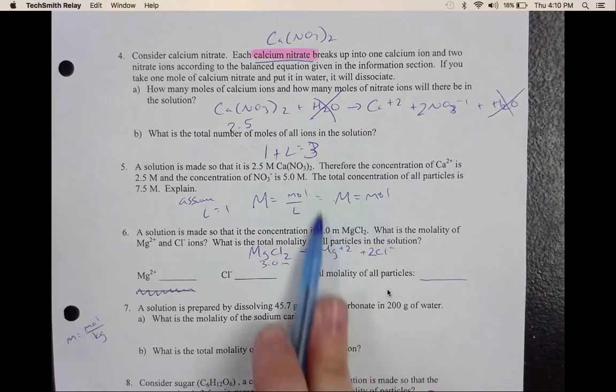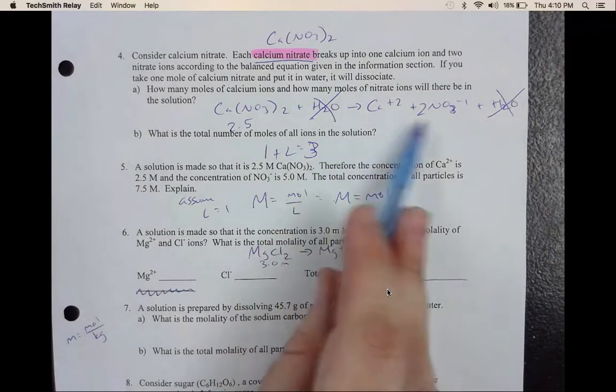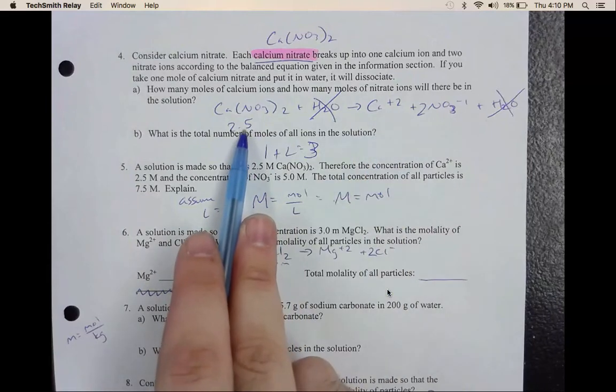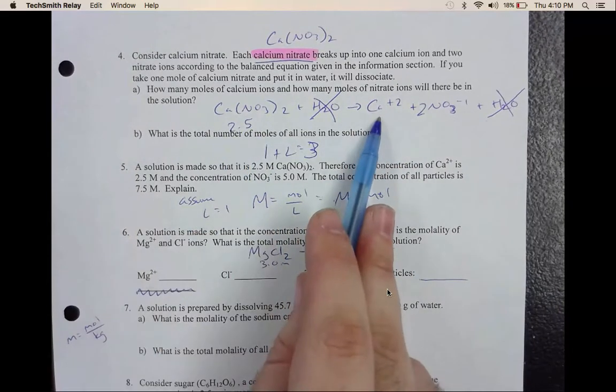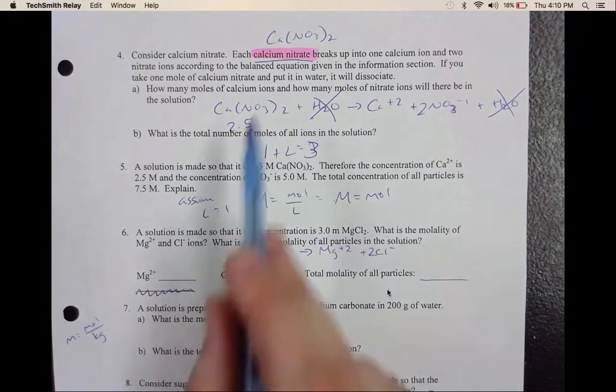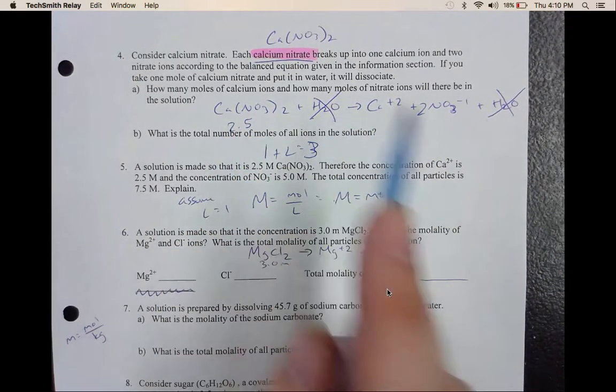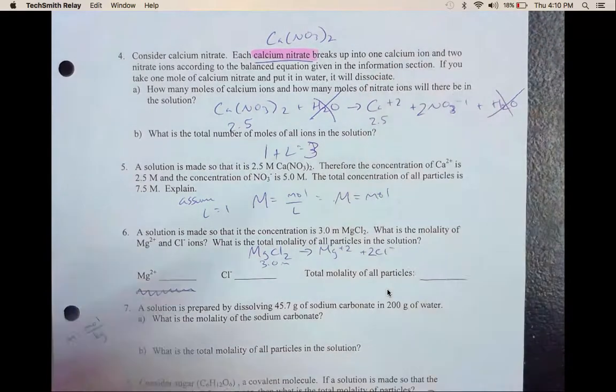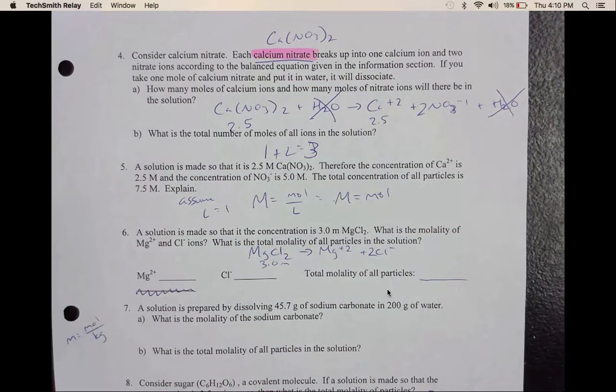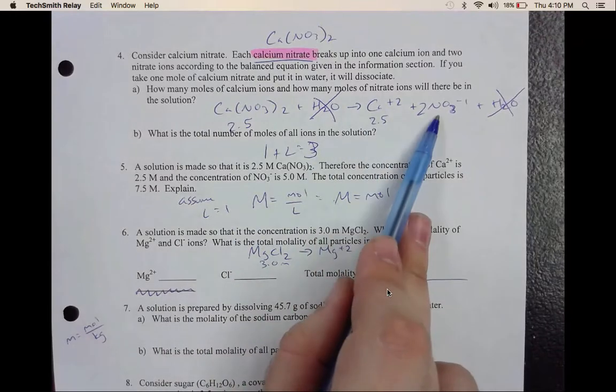When we do this, it allows us to simply use the coefficients to change our molarity to calcium ion and nitrate ion. So remember, this is a 1 to 1 ratio, so you can multiply 2.5 times 1 to find that we have 2.5 concentration, 2.5 molar of calcium ion. Then you can do the same thing for nitrate.